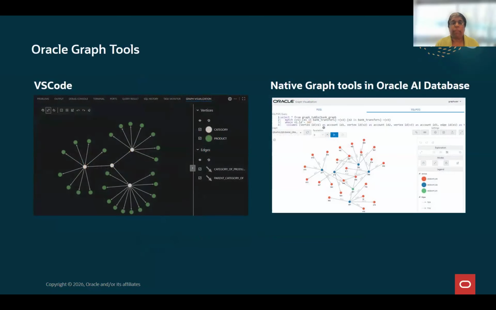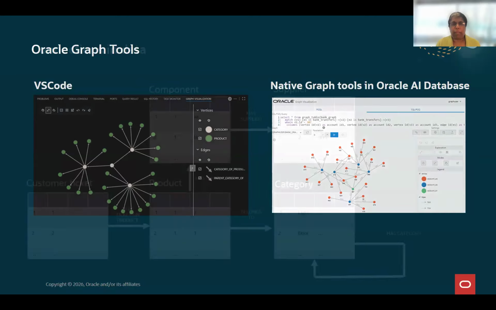With respect to tooling, lots of developers like to use VS Code today. So in the SQL Dev extension in VS Code, we have a graph visualization extension. You can run your graph queries and visualize the results right within that. We also have other tools that you can use from your browser or integrated into Autonomous Database.